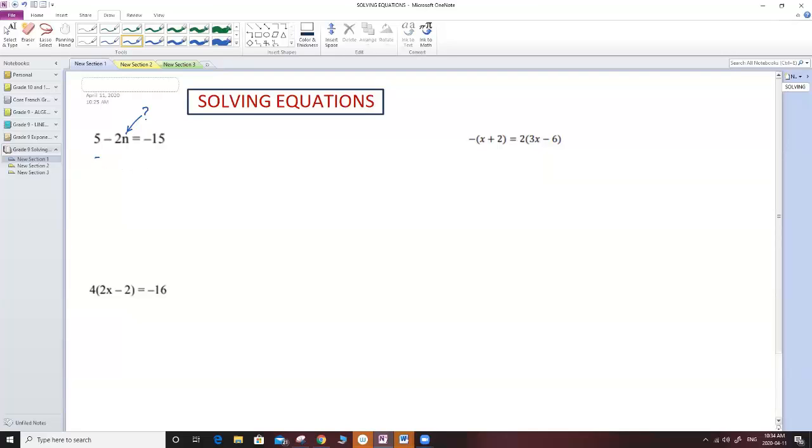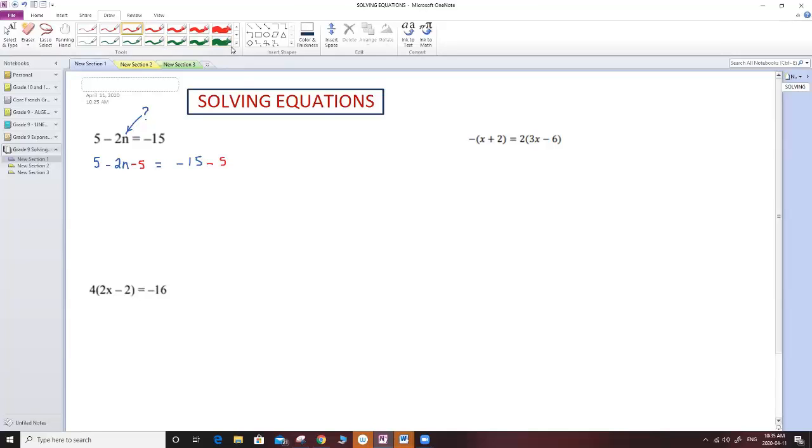Let's say I have 5 minus 2n equal negative 15. If I need to isolate the negative 2n from the 5, I have to do a small change here. I'm going to remove the 5 by adding negative 5. This way, they can cancel each other: I have positive 5 and negative 5. But because this is an equation, whatever I'm doing on the left side, I have to do on the right side too. So in this case, I have to add the negative 5 here.